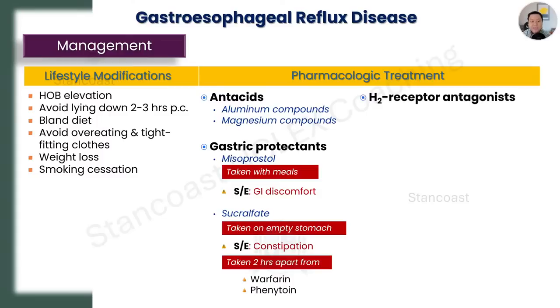Now, we have another classification, the H2 receptor antagonists or H2 receptor blockers, which will work by decreasing the amount of gastric acid produced in the stomach.